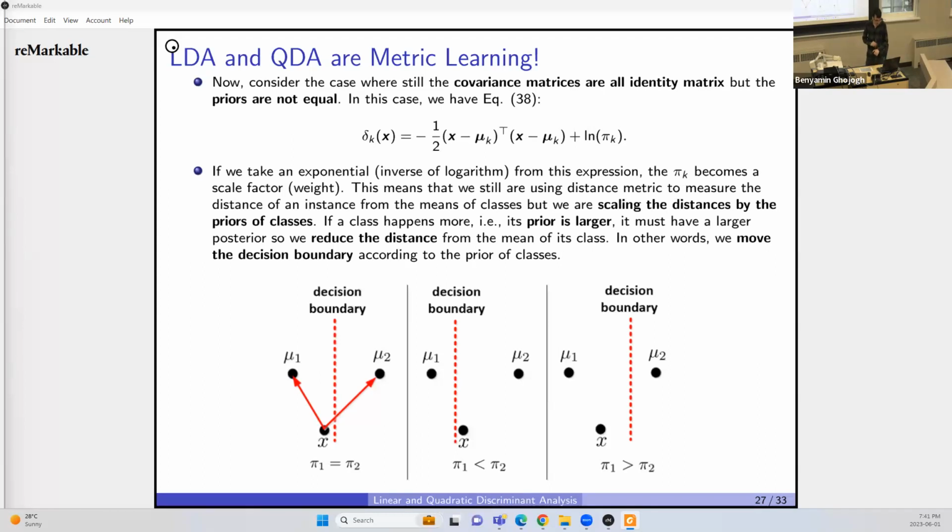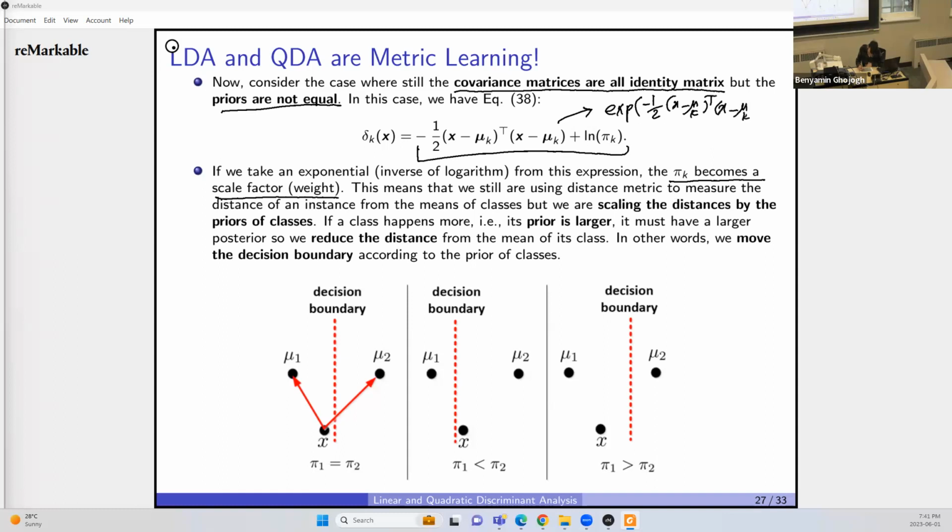Now consider the case where the covariance matrices are still all identity matrices, but the priors are not equal. Then we have this. Do you remember? We just proved that in the previous slide, equation 38. If we take the exponential, the inverse of the logarithm, of this expression, what happens? We have exp of minus half x minus mu k transpose x minus mu k, times pi k. Then this pi k becomes a scale factor or a weight.